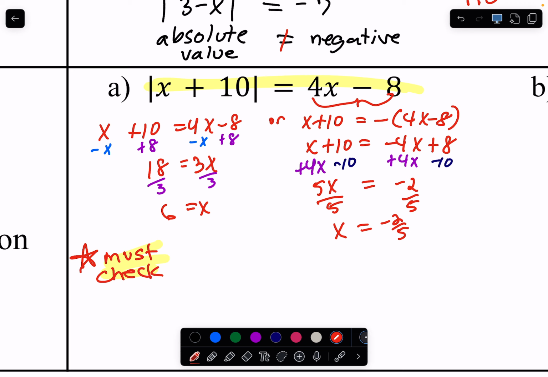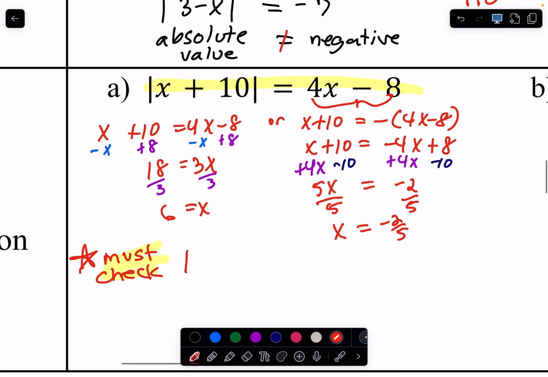Okay, so let's plug in 6 first. And you can do a little bit of math in your head, okay? On the left side, if we plug in 6, we get the absolute value of 16. The right side, if we plug in 6, we get 24 minus 8. The left side gives us 16. The right side gives us 16. Bam, it matches. Circle it. It works. So 6 is good, okay?